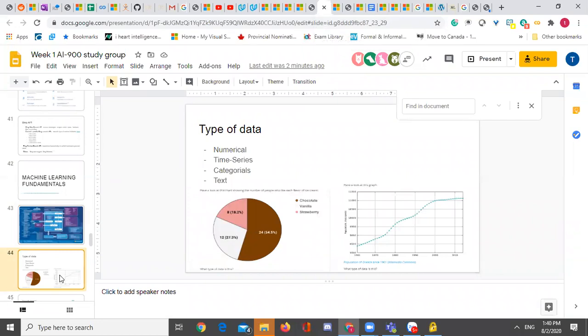Before we go deeper, please notice the types of data. These slides I take directly from the class, and if you have gone through the session, I think lesson 2, then you will notice.